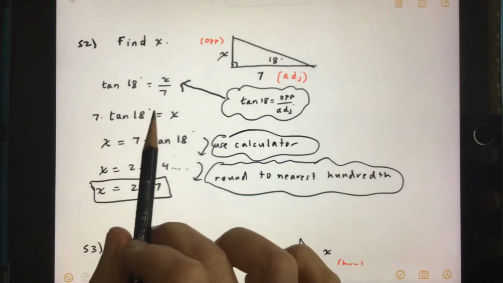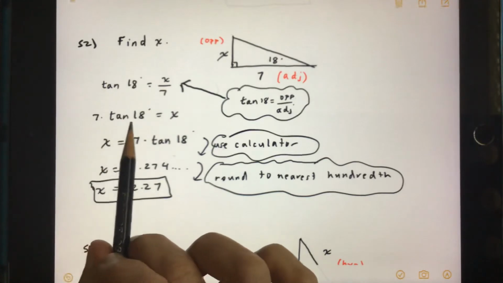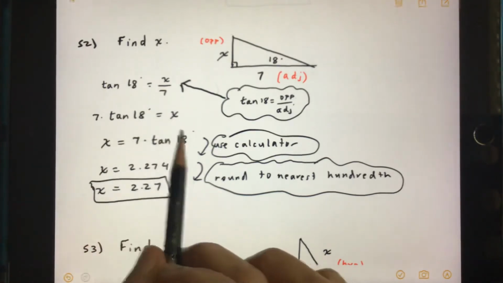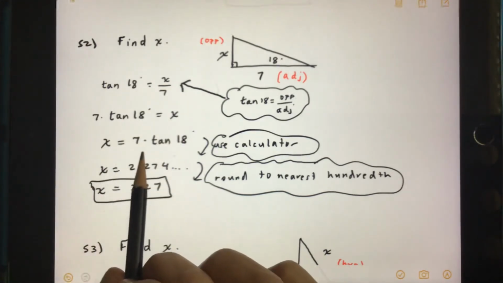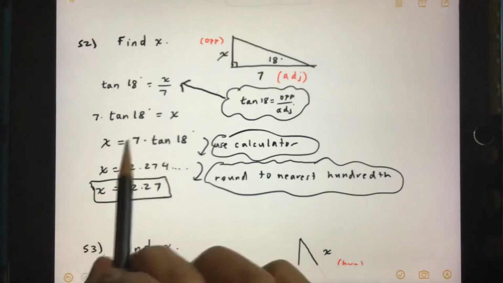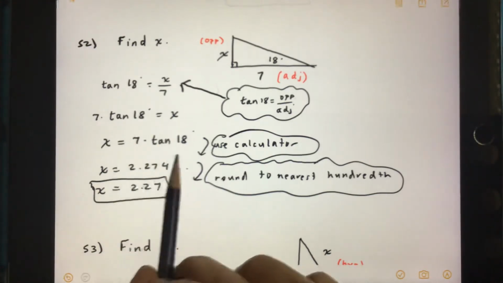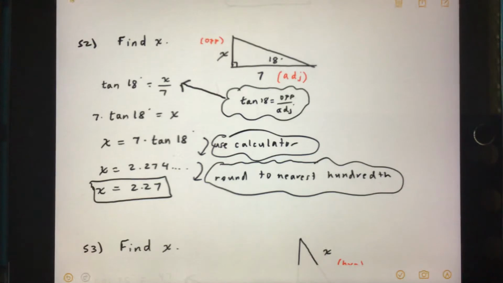First, I'm going to multiply both sides by 7, and that'll give me 7 tangent of 18 degrees is x. Then I'm going to switch the sides just to make it more convenient for me, and I'll use a calculator to work this out. Again, make sure you're in degrees mode when you are using your calculator to get accurate answers. I'll see on my calculator display that I have 2.274 and some other digits past that. I'm going to round to the nearest hundredth, and that would give me the value of x as 2.27.